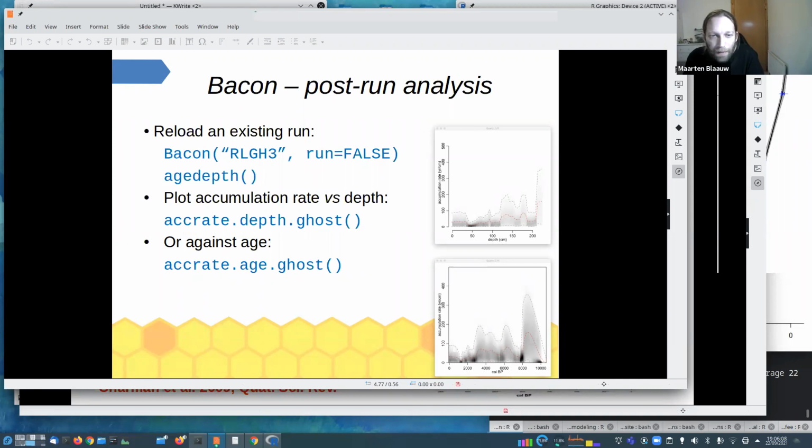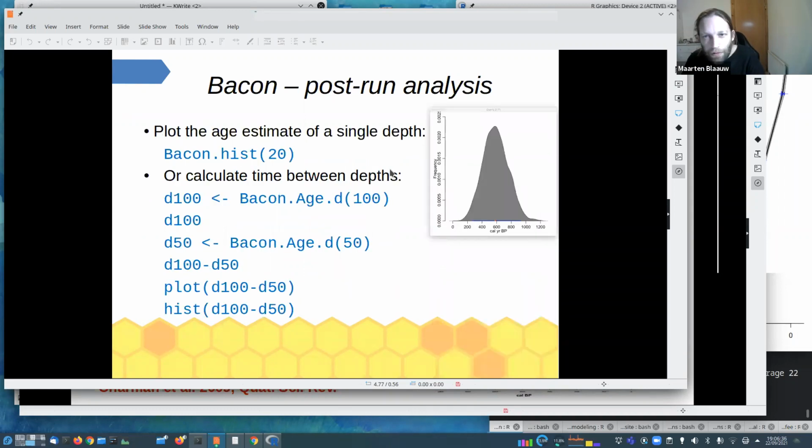One plot that I find very interesting is to make a ghost plot or a grayscale plot of accumulation rate against depth, which we already saw before, but the command for that is acc.rate.depth.ghost. Or you can also plot it against calendar age, and that's acc.rate.age.ghost. Okay, perhaps a few more minutes.